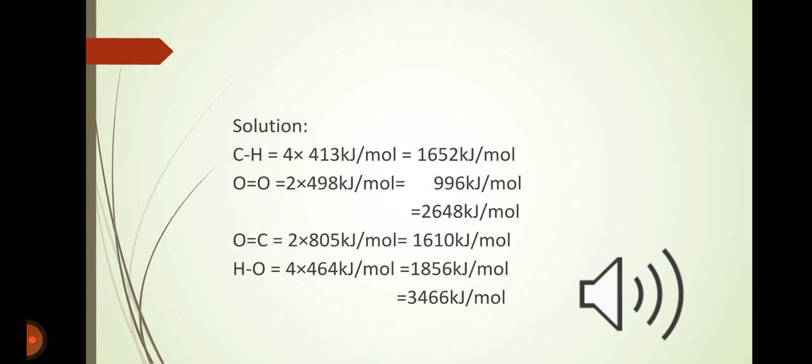And how many carbon oxygen double bonds are there? CO2 has 2 carbon oxygen double bonds. So the carbon oxygen double bond energy is 2 into 805 kilojoule per mole, that is equal to 1610 kilojoule per mole. And how many hydrogen oxygen bonds are there? 2H2O means 4 H and O bonds, that is equal to 4 into 464 kilojoule per mole, which is equal to 1856 kilojoule per mole. So the total amount of energy in case of product is 3466 kilojoule per mole.